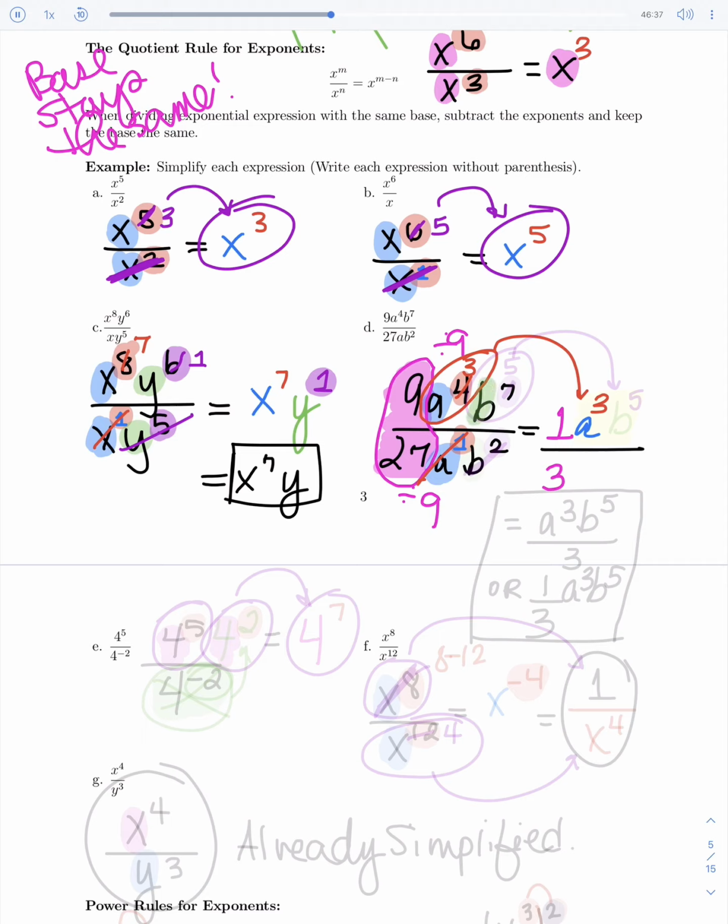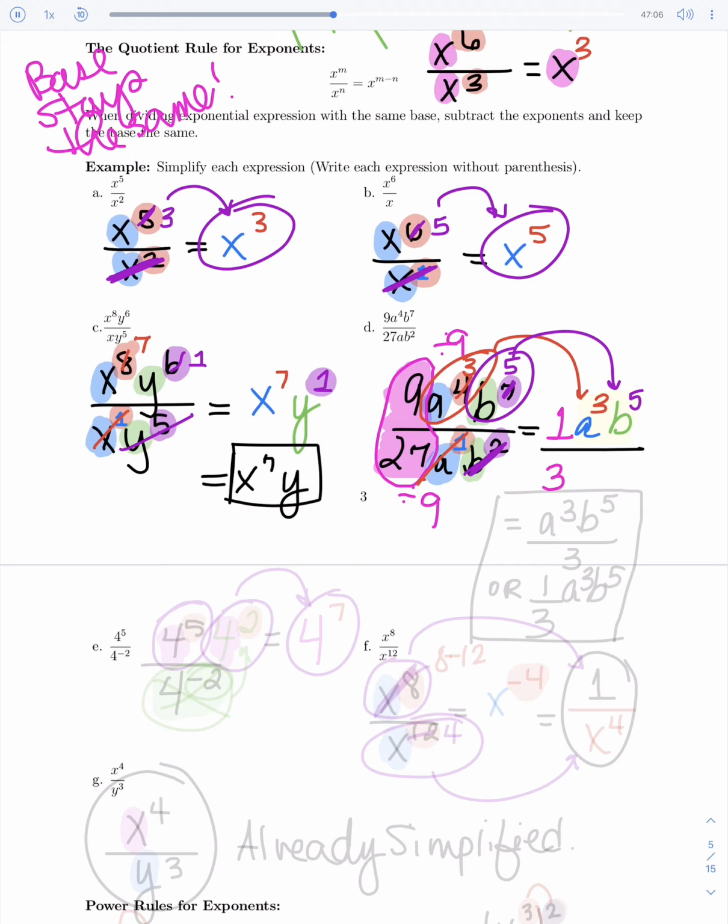Now with the b's, we've got b's on the top and the bottom. Again, the base, the b, will stay the same. And then you just need to subtract your exponents, which are a 7 minus 2, which will give us 5 b's. Now, you could still do the canceling. That would mean you'd cancel out 2 of the b's from the bottom with 2 out of the 7, which leaves you with 5 left over. So that would leave you with the b to the 5th on top.